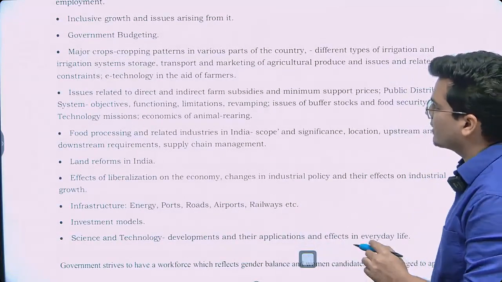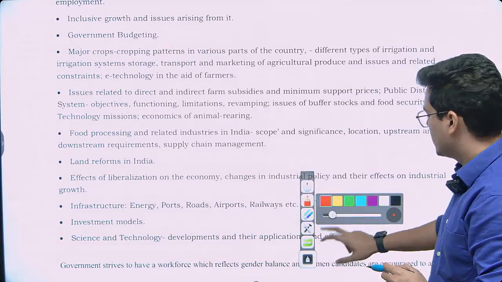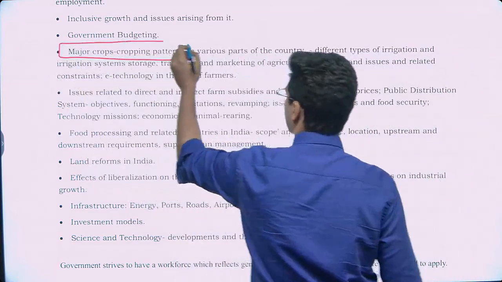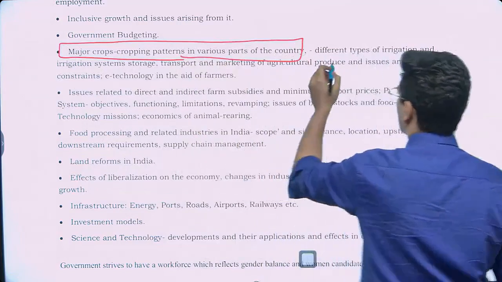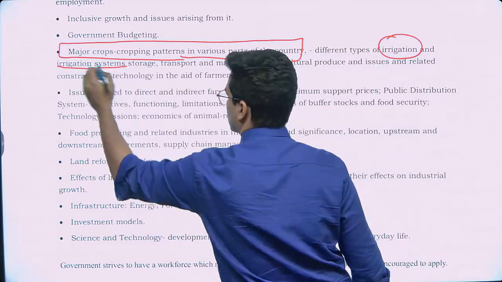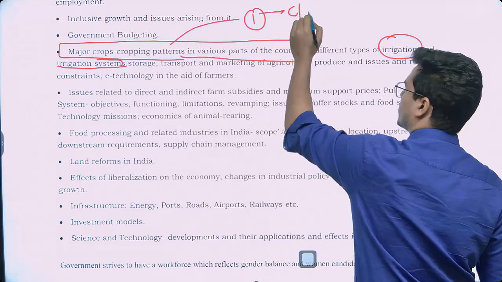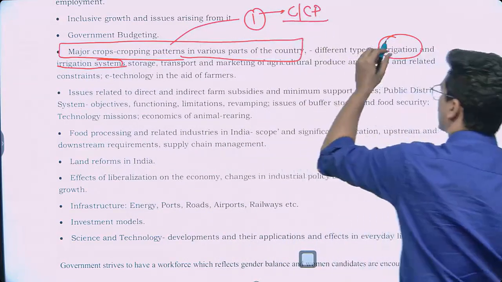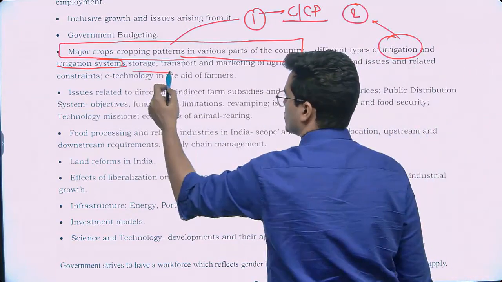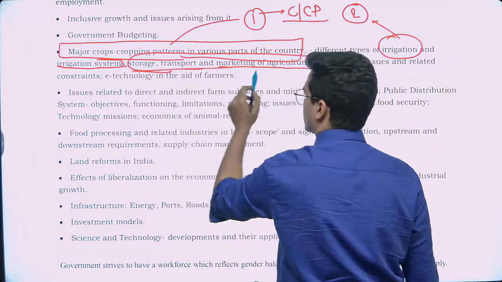So the syllabus of agriculture starts here and there are 4 points in it. The first point is major crops and cropping patterns in various parts of the country, different types of irrigation and irrigation systems. So first thing we have to see in the agriculture syllabus is crops and cropping patterns. Second is irrigation. Third is storage, transport and marketing of agricultural produce. So this is the third part.